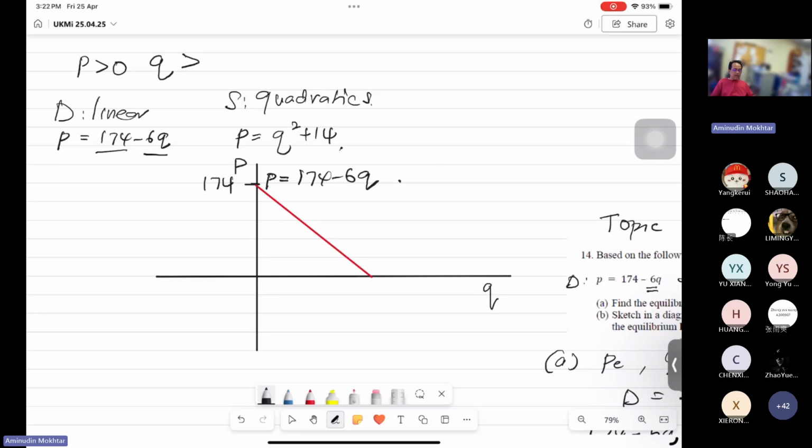Okay, the second one is the quadratic. How to draw the quadratic graph? I hope you can refer back to my notes on how to draw the graph, but I will show you in this case. The quadratic is P equal to Q squared minus 40. The intercept is 40. We just plot the 40, say this is 40. Now we just draw the graph like this.